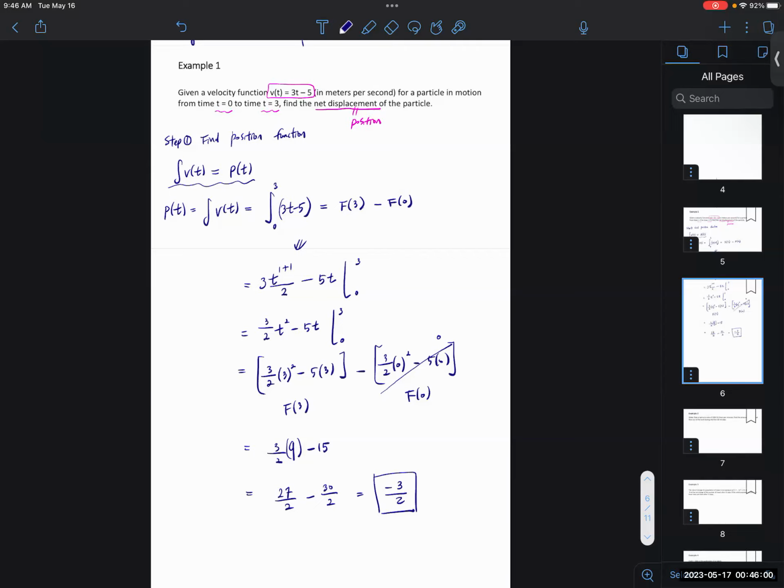So let's take a look at a couple more examples. Are you guys ready? So here we go. I'm going to go to the next example. Let's go to the next example. Here we go.